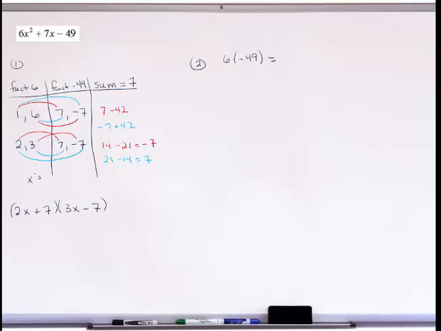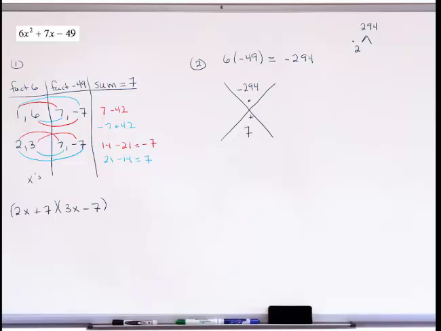6 times negative 49. Now this is not always the easiest method because sometimes you get these really big numbers, but still, if you like this method, it will work. So I'm looking for factors of 294 that will have a difference of 7. So this is when I'm going to make that factor tree.